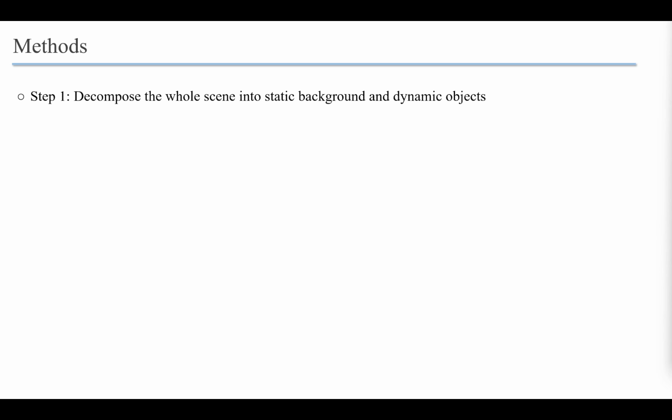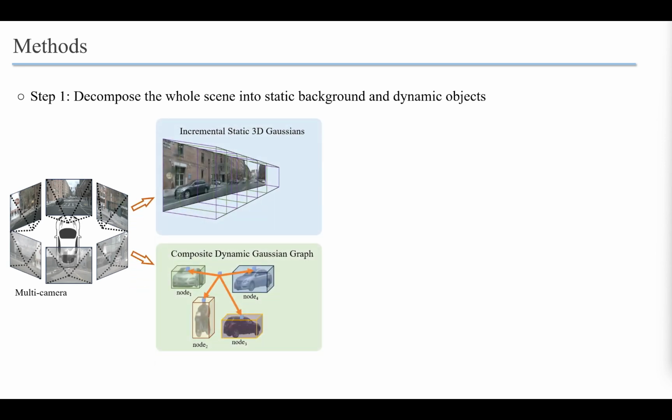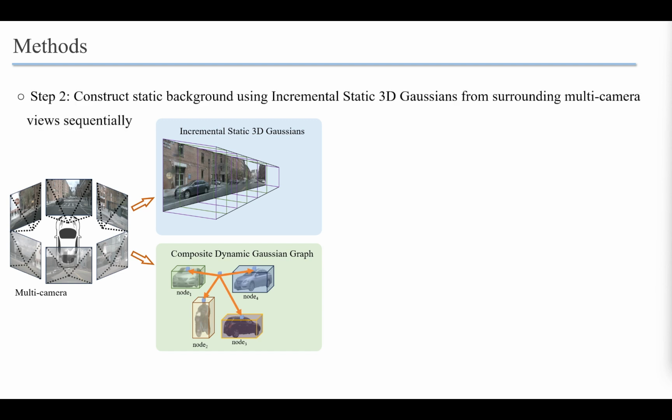Specifically, given surrounding views from multiple cameras as input, DrivingGaussian first decomposes the whole scene into static background and dynamic objects. It then constructs the static background sequentially and progressively, utilizing incremental static 3D Gaussians from surrounding multi-camera views.